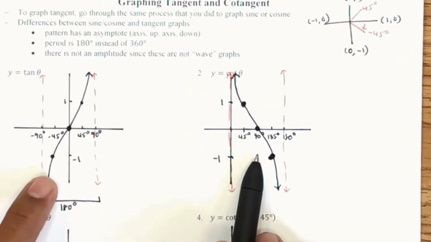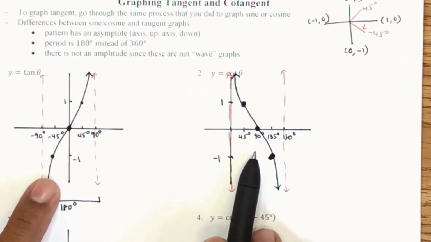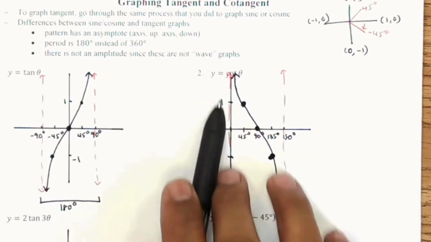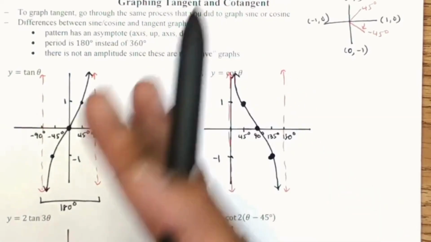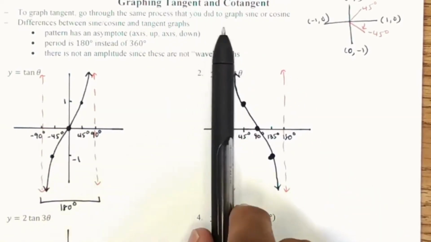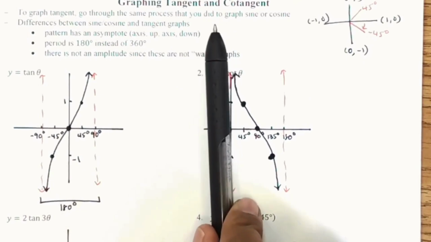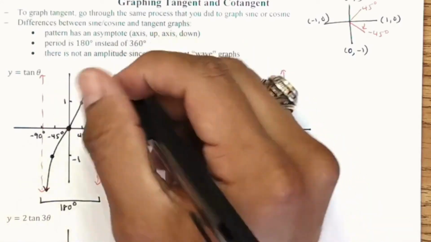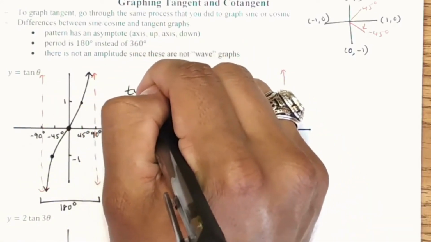Look at that. They almost look like reflections of each other, but look at where cotangent starts. Cotangent starts at this vertical axis at 0. So we're always going to move this point. So for tangent, we move the middle.